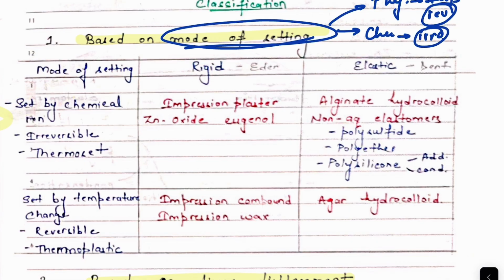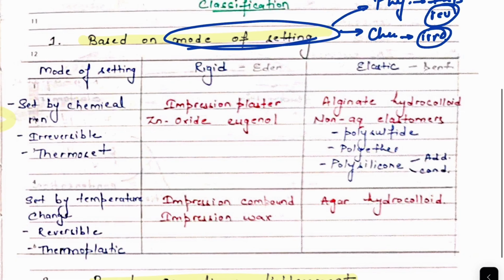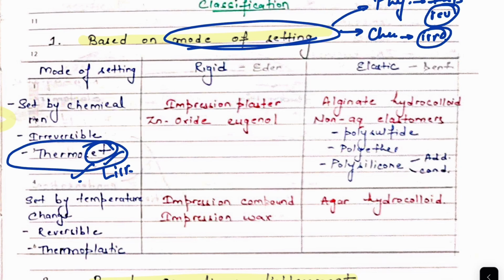The ones that set by chemical change are called thermoset because they are irreversible. So you can remember set as in irreversible. And the ones that set by physical change are reversible, or thermoplastic.